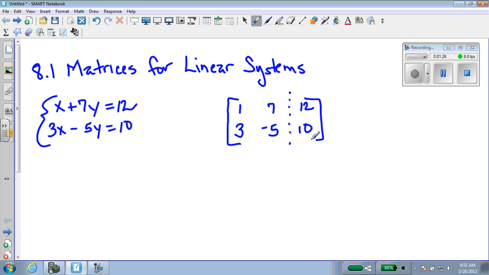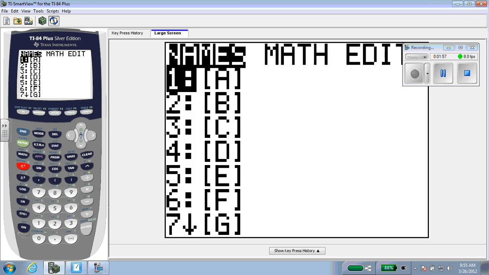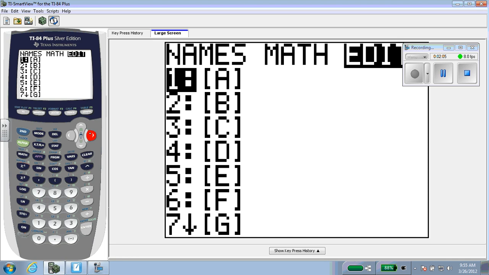Our calculator is going to need to know how many rows and how many columns. So we're going to enter in what's called the order of the matrix, the number of rows, then columns. So this is a 2 by 3, 2 rows, 3 columns. And then we're going to enter all those numbers in. So second function of inverse is matrix. Their names, math, and edit. The first thing we need to do is to edit in the matrix. So arrow over to edit.